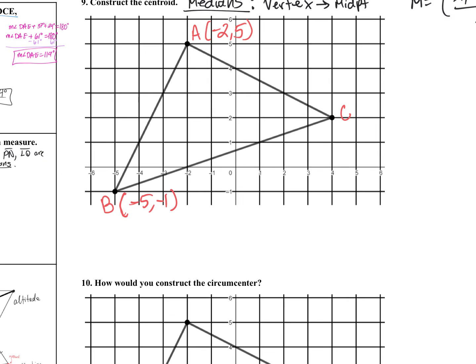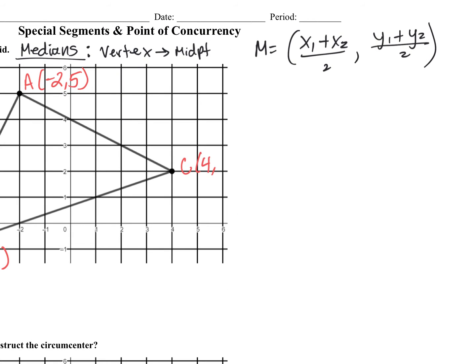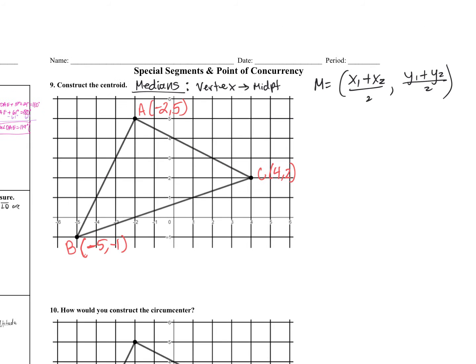And the coordinate point for C is 4, 2. All right, so now let's go ahead and find the midpoints of all those 3 sides. And let me color code these so that way we know which is with which. All right, so let's start with AB.